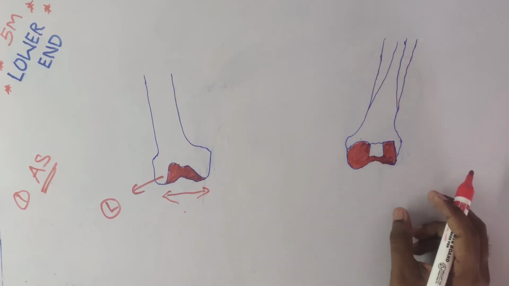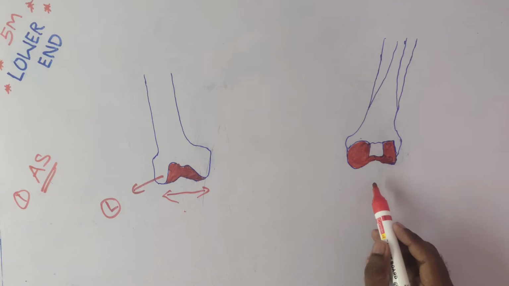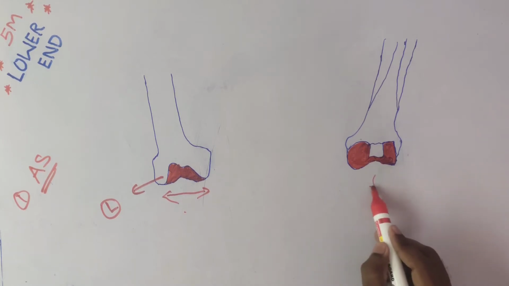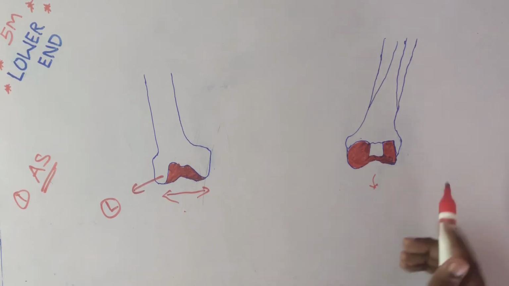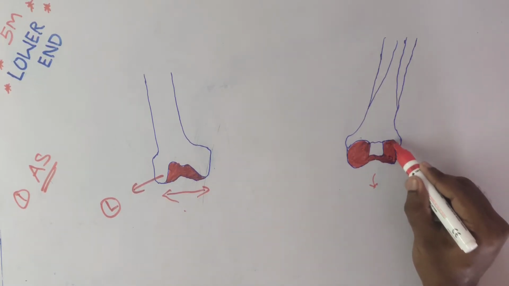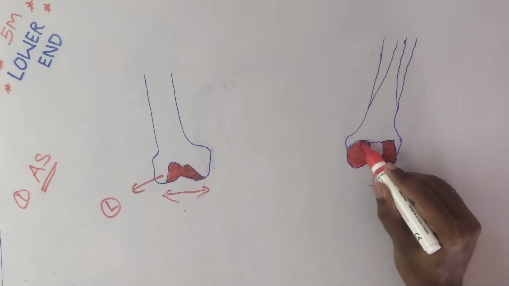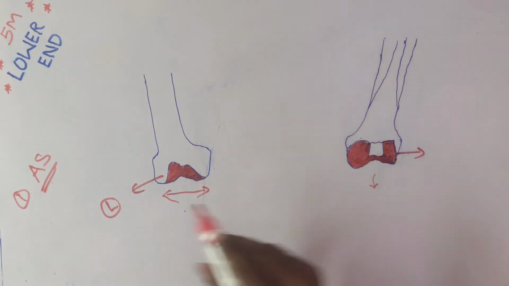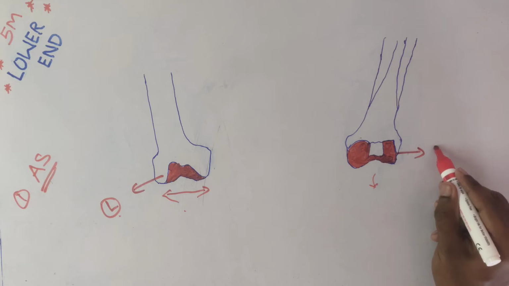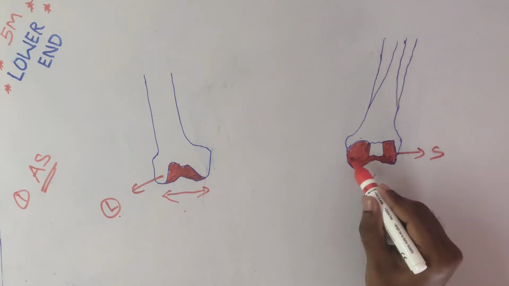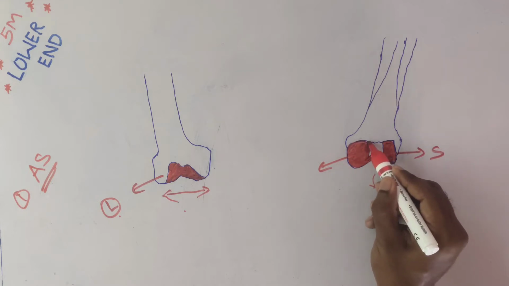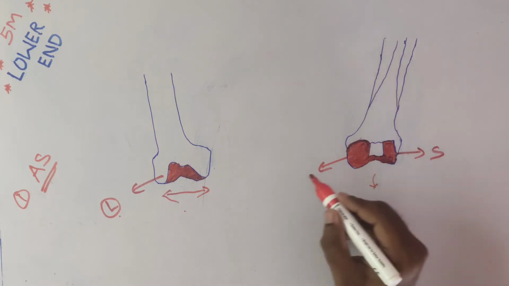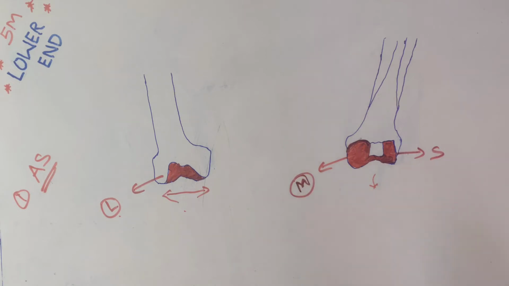Now next, it merges anteriorly with the patellar surface, and it extends short and straight on the lateral surface. See, it is very straight as well as shorter than the medial surface. Here the lateral surface is short, and here the medial surface is longer and curved, like this. This is about the articular surface.